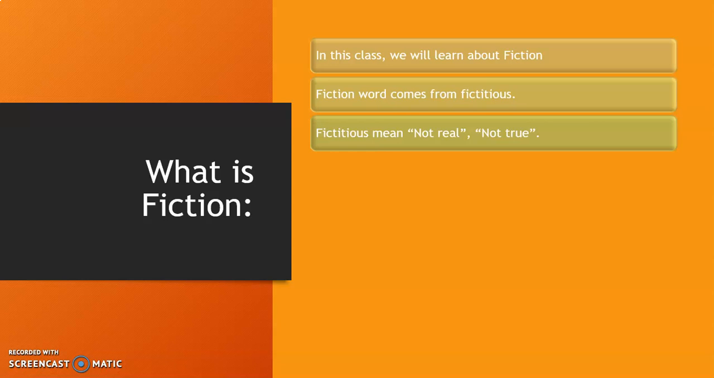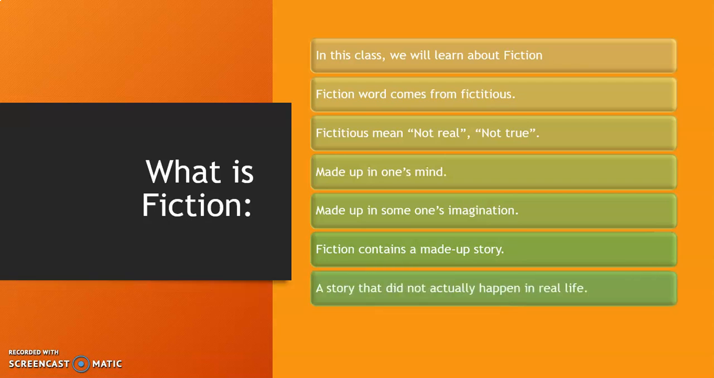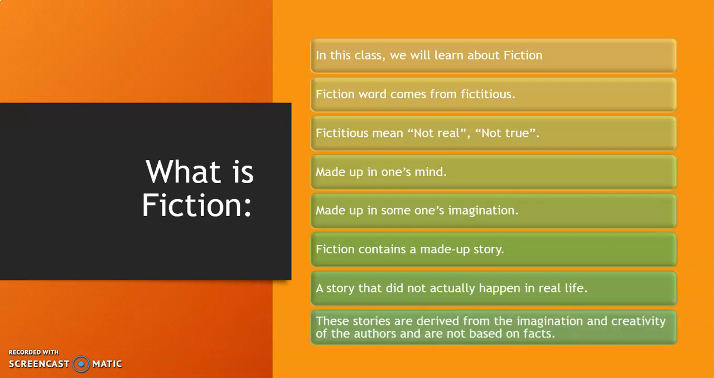Fiction word comes from fictitious. Fictitious means not real, not true. Made up in someone's mind, someone's imagination. It contains a made-up story, a story that did not actually happen in life. So these stories are derived from the imagination and creativity of the author and are not based on fact mostly.